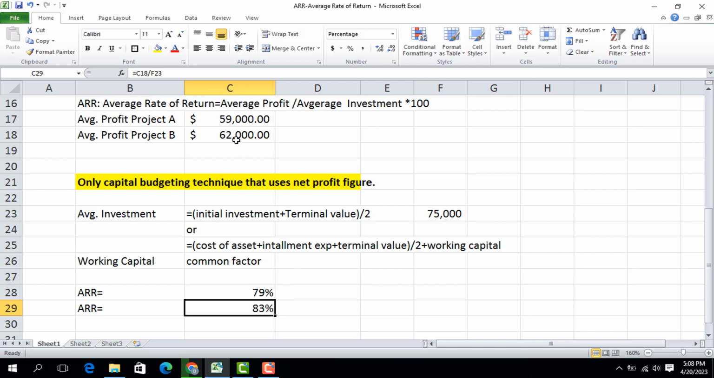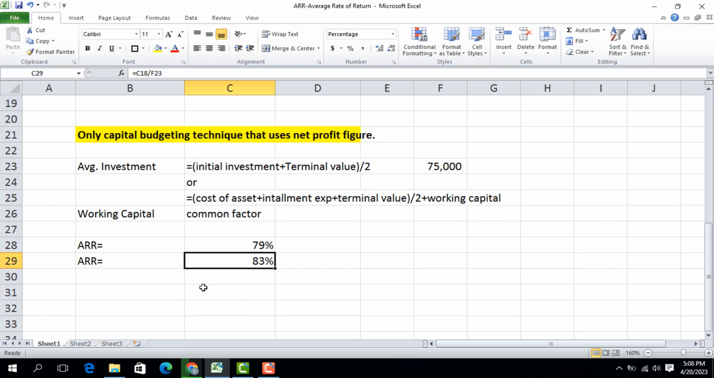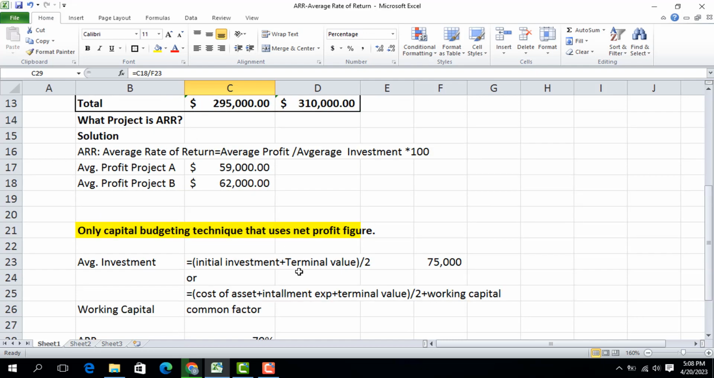Average profit is different from project A. Due to the difference in average profit, the value of ARR for project B is different. Now you can see that in the case of project A, the average rate of return is 79%, and in the case of project B, the average rate of return is 83%. Although the investment is the same, in the case of project B the average rate of return is 83%, which is more than project A. I hope this video clears the concept of average rate of return, which is a capital budgeting technique.